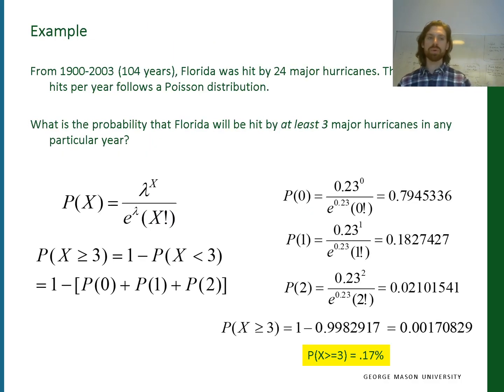So in this example, we're going to be thinking about the number of major hurricanes that hit Florida between 1900 and 2003. So that's a 104-year time span. There were 24 major hurricanes which hit Florida in this period. The number of hits per year as a consequence follows a Poisson distribution. My question, therefore, is what's the probability that Florida will actually be hit by at least 3 major hurricanes in any one year? So that's quite a large number, which means we'll probably end up getting quite a small probability for this event.